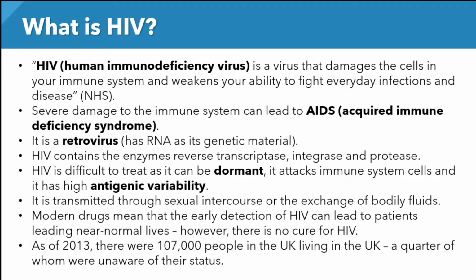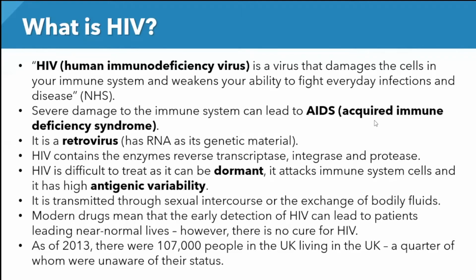While everyone's having an idea about that, I'll carry on reading. Severe damage to the immune system can lead to AIDS. So this is when your T helper cell count is below a certain amount. So HIV leads to AIDS. AIDS is a disease. HIV is the virus. As someone rightly said on the previous slide, HIV is a retrovirus.